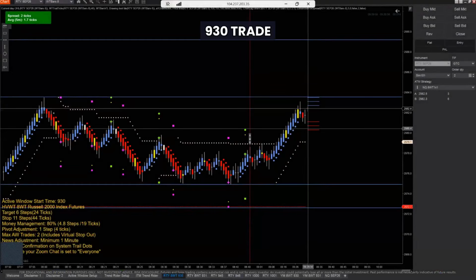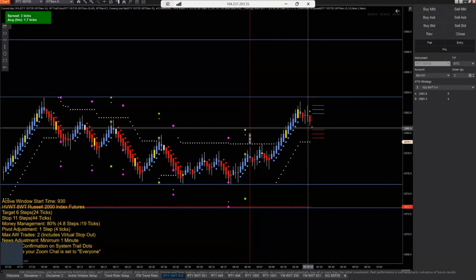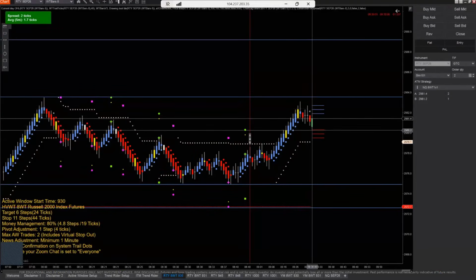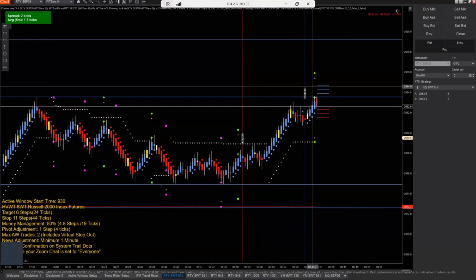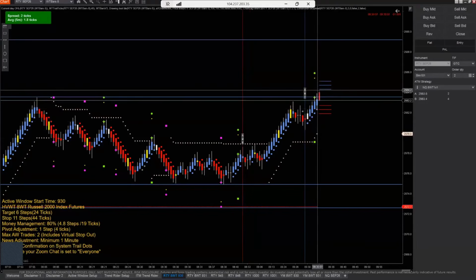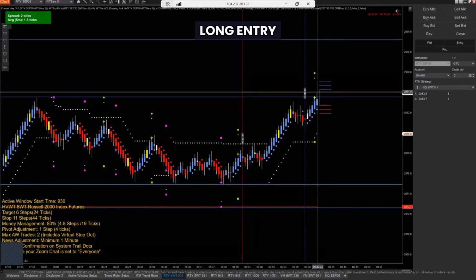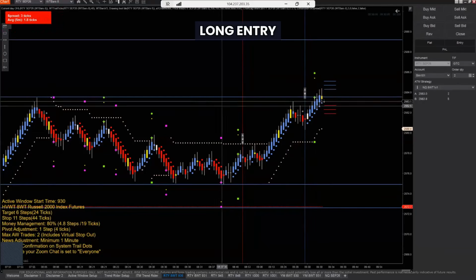5, 4, 3, 2, and 1. Open for business. There's your long, but that's a pop and pivot. Now you should be on board the long trade. You should be on the long. It broke up through there.